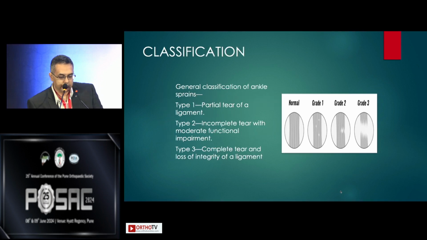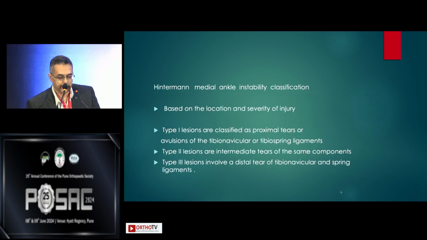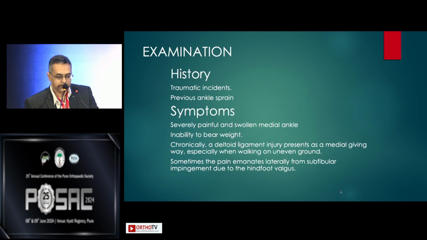General classification of ligament injuries: type 1 is a partial tear of a ligament, type 2 is an incomplete tear, and type 3 is a complete tear with loss of integrity of the ligament. Intermittent medial ankle instability classification is based on the location and severity of injury. Type 1 lesions are proximal tears or avulsions of the tibionavicular or tibiospring ligament. Type 2 lesions are intermediate tears. Type 3 involve the distal tear of the tibionavicular and spring ligaments.